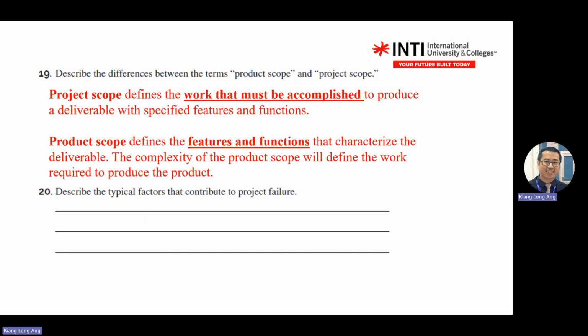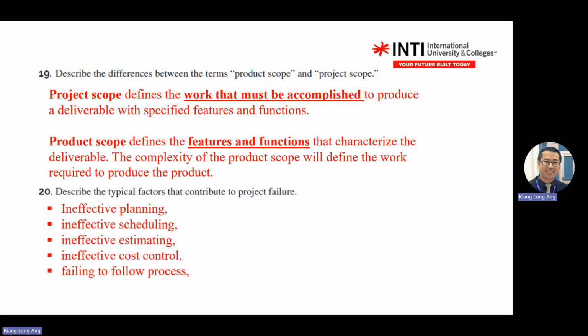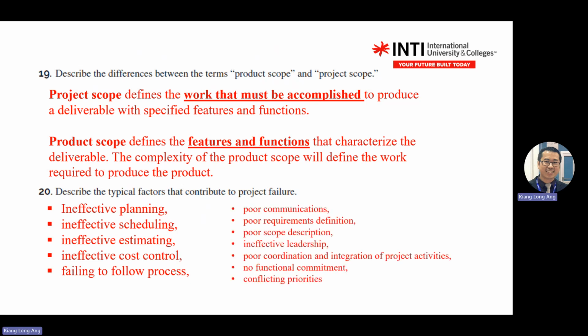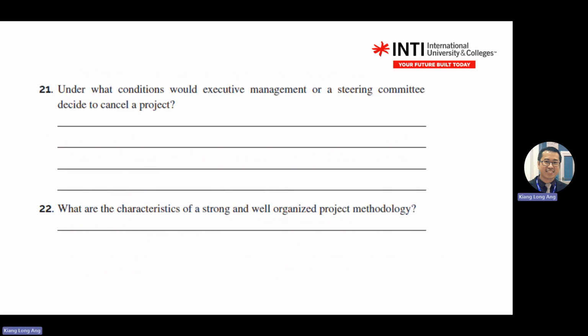Describe typical factors that contribute to project failure. This one is also in our slides. Go and read. Give at least three or four points: planning, scheduling, estimating, cost control, and failing to follow the certain process. Also lots more, like effective leadership and communication. I see this word communication always appears in project management questions. Okay, 21, 22, the last two questions.